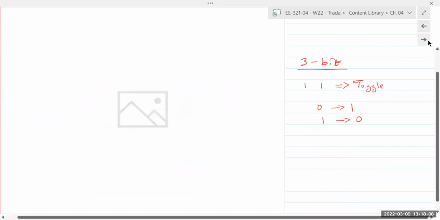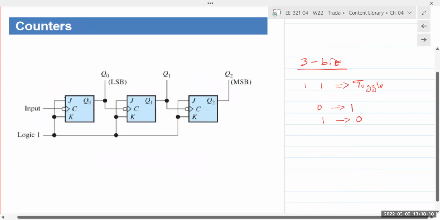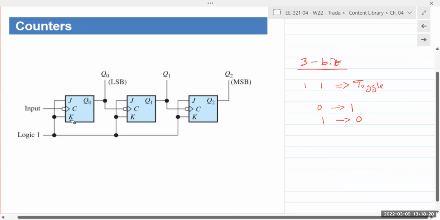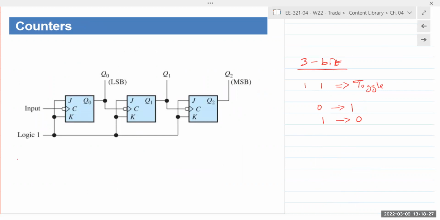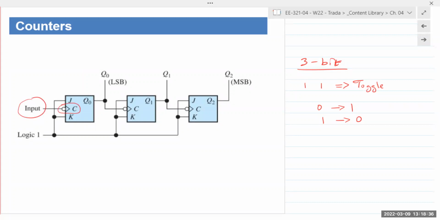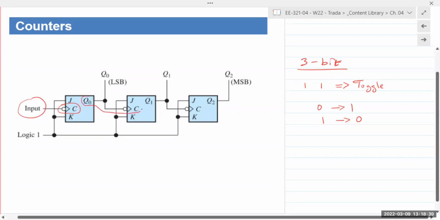If we take a look here, J and K are permanently tied to 1, so we don't have to worry about those at all. Those are not inputs right now. Typically with a JK flip-flop, you would say J is an input, K is an input. But here, J and K are permanently connected to logic 1, so the mode of operation is toggling. The first input signal goes into the clock of the first one, and then the output of the first one goes into the clock of the second one. And that's the big difference.